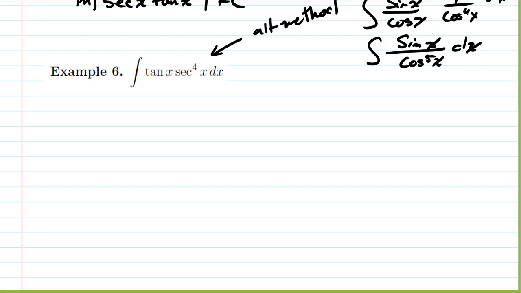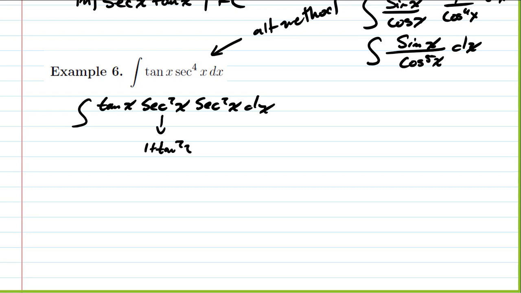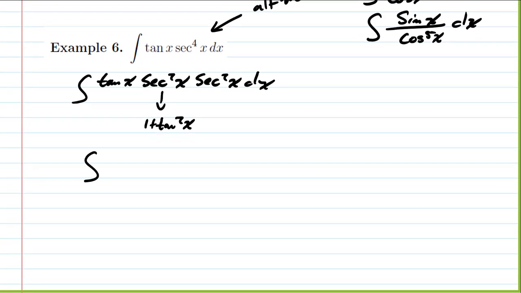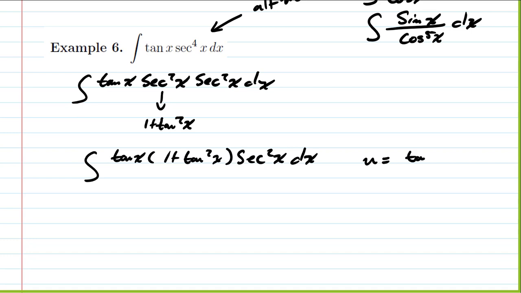So let's rewrite this thing as the integral of tangent x secant squared x dx. Secant squared x is 1 plus tangent squared x. So we would get tan x times 1 plus tangent squared x times secant squared x dx. And we let u equal tangent, and du would be secant squared x dx.